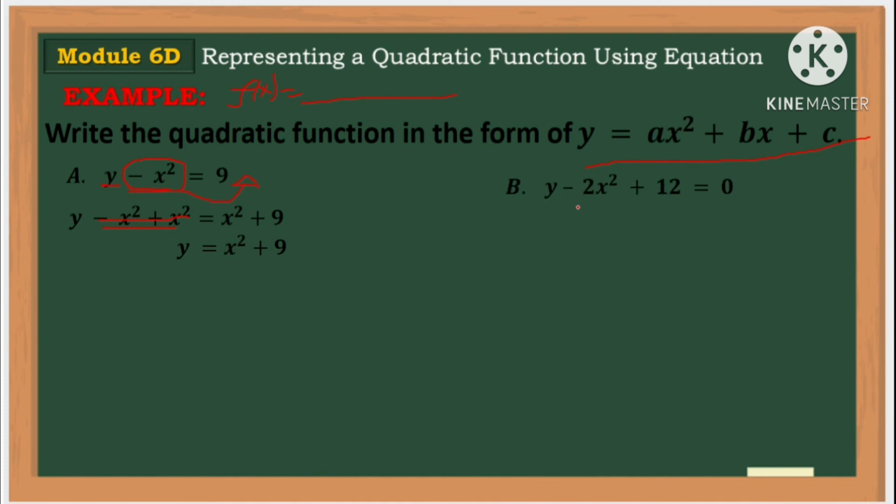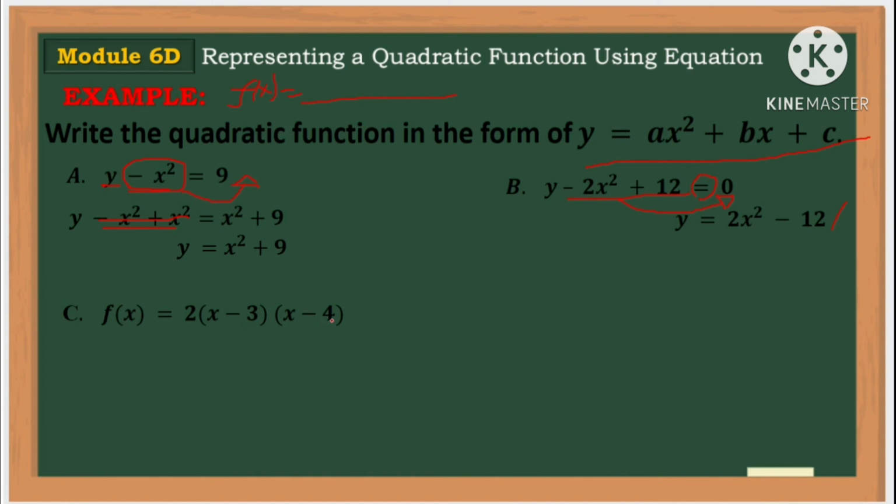Next, for letter B, we have y minus 2x squared plus 12 is equal to 0. So, ang lilipat natin, ito. So, ang gawin na lang natin yung pag-transpose. So, pag negative 2x squared, magiging positive. Basta pag nag-across dito, magiging positive 2x squared. So, for yung positive 12, magiging negative 12. Very good. So, ayan.